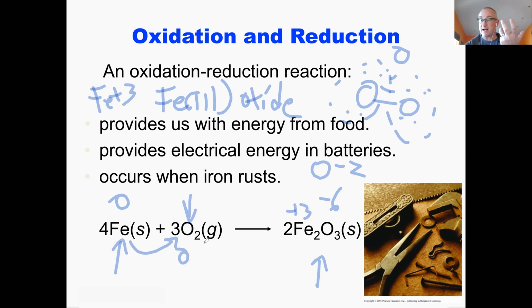Iron has been oxidized, and those 2 atoms have lost a total of 6 electrons, and those 3 oxygen atoms have gained a total of 6 electrons. And so when we balance oxidation reduction reactions, we have to balance the atoms and we have to balance the electrons, because everything has to balance. The charge, the atoms, and the electrons all have to balance, and we'll learn how to do that.